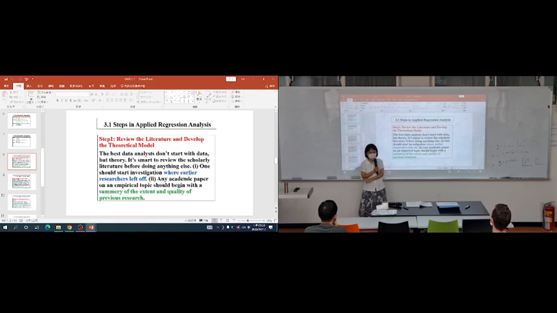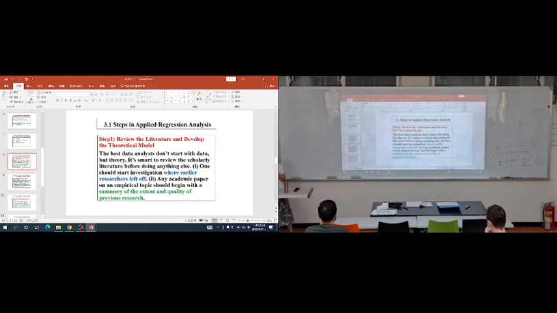That means if you're doing the literature review, all these academic scholars will summarize the extent and quality of the research so far on this topic. So it's good for you to read the summaries. With the summaries, you know what this subject has done, and what is left off.